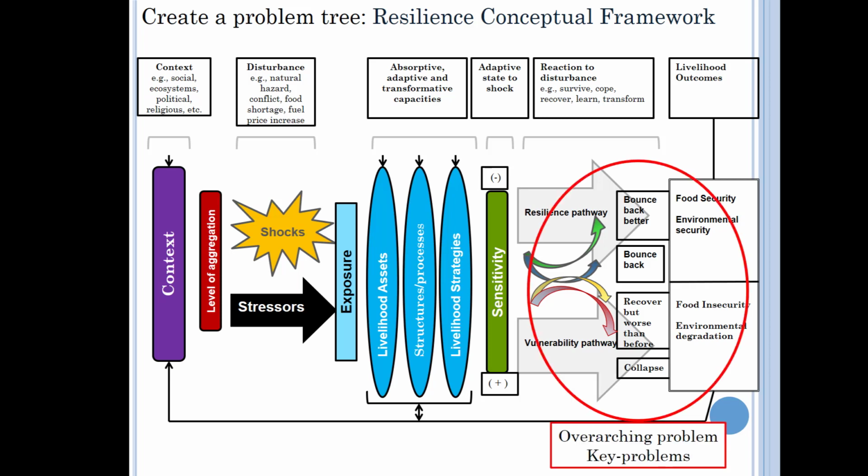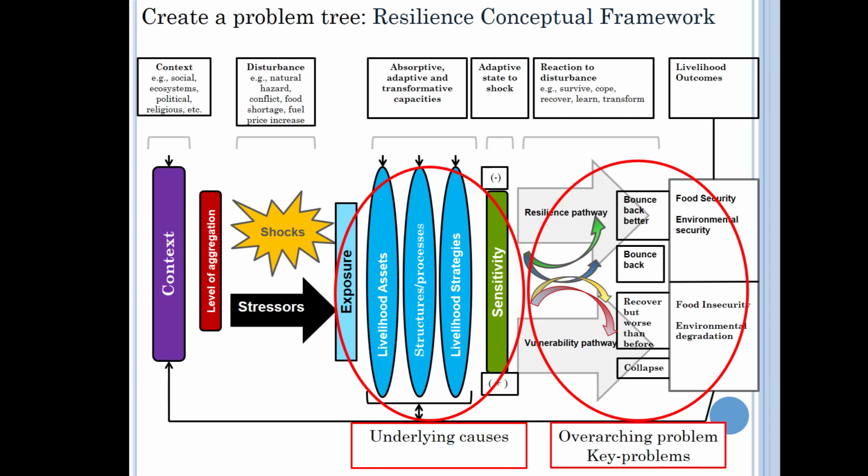We would start then by identifying the overarching problem and key problems, and only afterwards moving down and asking, well, what is causing these key problems and overarching problem? What are the underlying causes? You would go through the whole spectrum of possible underlying causes that may be causing these key problems and overarching problem in a causal relationship. You should be then ordering them in a causality relationship.